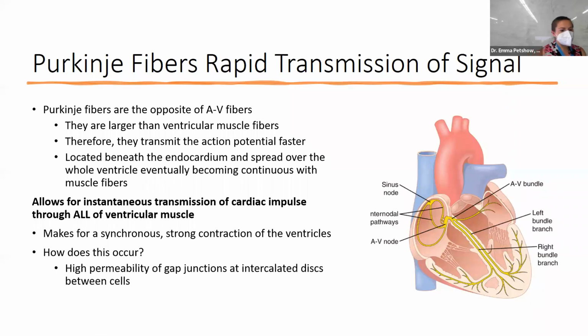How does this occur? They have a higher permeability of gap junctions at their intercalated discs between cells. So AV node, AV bundle, fewer gap junctions, less permeable. Purkinje fibers and left and right bundle branches, they have a higher amount of gap junctions, a higher amount of permeability. And the fibers are bigger. So they're going to spread the signal much faster.